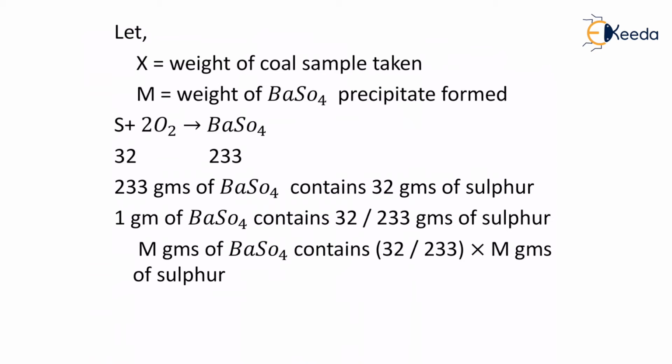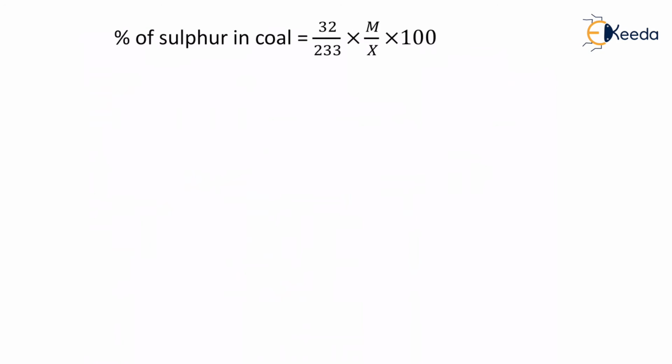Then 1 gram will contain how much? Again over here, what will we do? Cross multiplication. 1 into 32 upon 233, which is nothing but 32 upon 233. So m grams of BaSO4 will contain 32 upon 233 into m grams of sulfur.